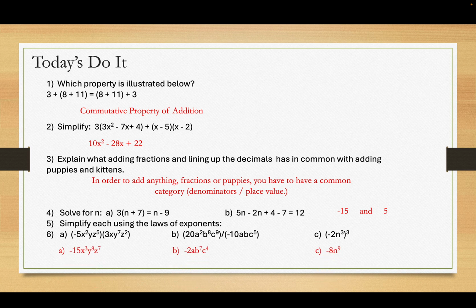Simplify each using the laws of exponents. For a, we multiply coefficients, add exponents. That's negative 15, x to the third, y to the 8th, z to the 7th.